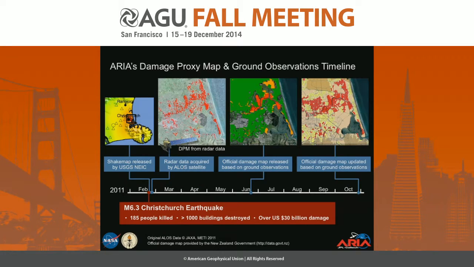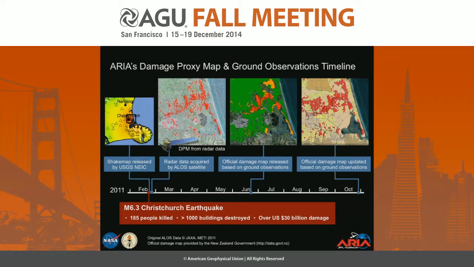So as an example, we see here the damage proxy map. So this is developed by Sang-Ho Yun at JPL. So this is using coherence change as a proxy for damage on the ground caused by an earthquake. This is an example from the magnitude 6.3 Christchurch earthquake in 2011.